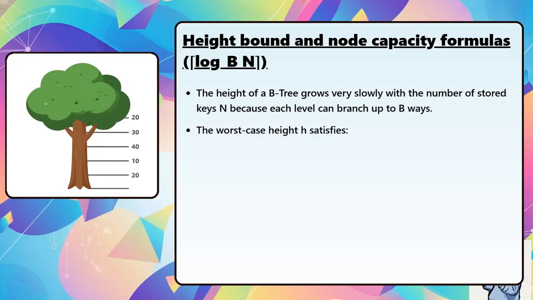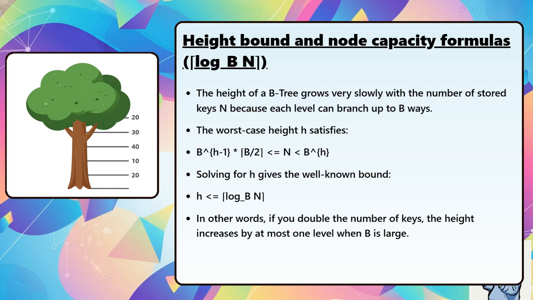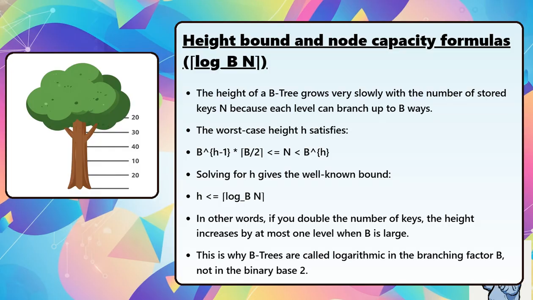The worst-case height h satisfies B to the h minus 1 power times ceiling of B over 2 is less than or equal to n, which is less than B to the h power. Solving for h gives the well-known bound: h is less than or equal to ceiling of log base B of n. In other words, if you double the number of keys, the height increases by at most 1 level when B is large. This is why B trees are called logarithmic in the branching factor B, not in the binary base 2.